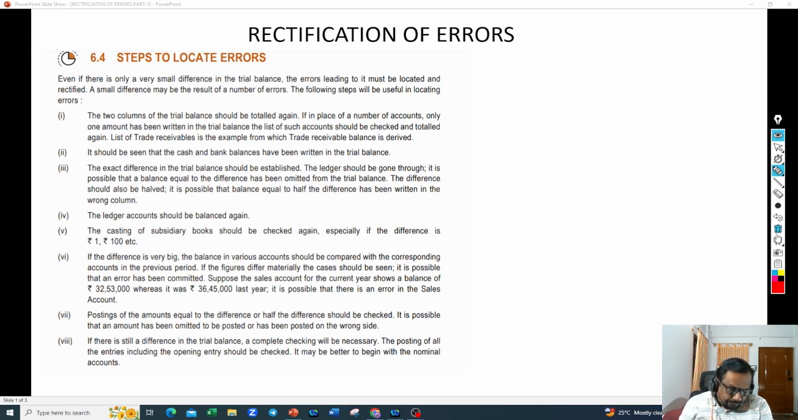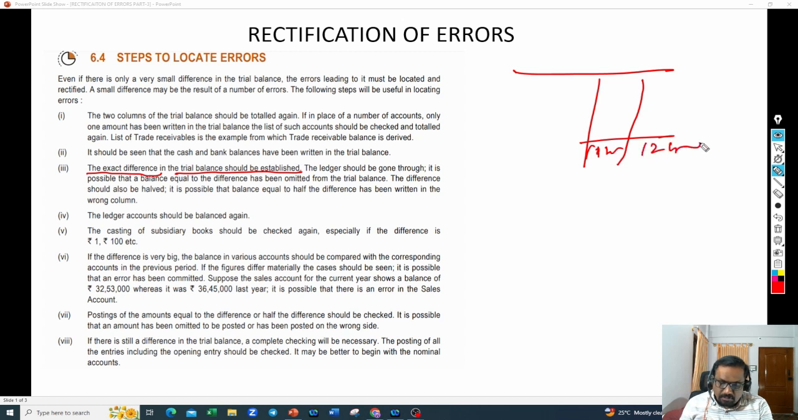Next one. The exact difference in the trial balance should be established. See, if I prepare the trial balance, the debit total is 10,000 and the credit total is 12,000. The exact difference is how much? 2,000, right? You can't say anything else is the exact difference.